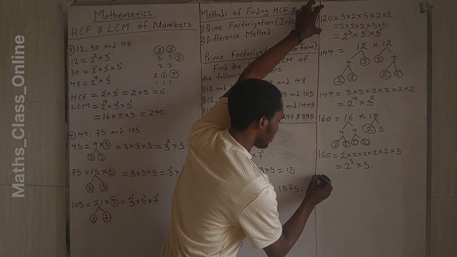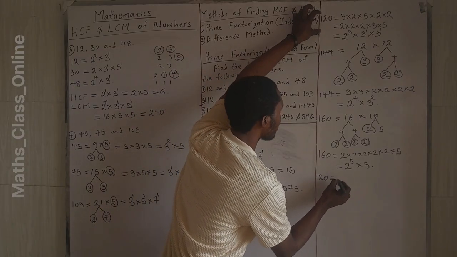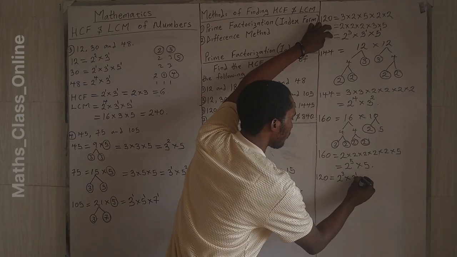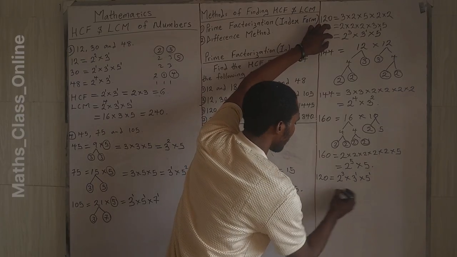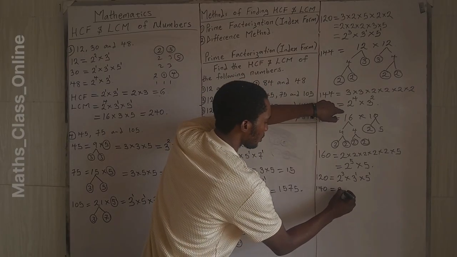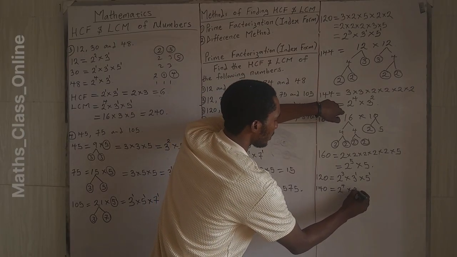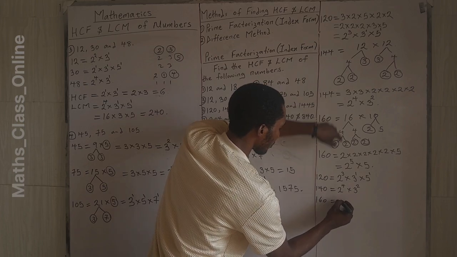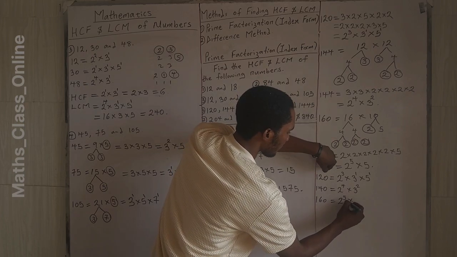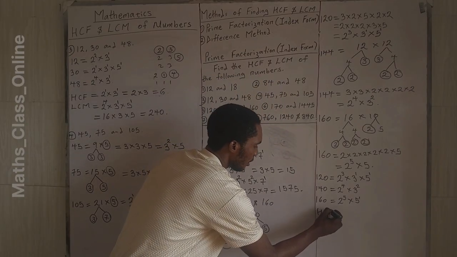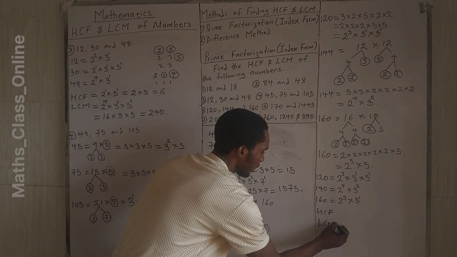120 is 2 raised to the power of 3 times 3 raised to the power of 1 times 5 raised to the power of 1. 144 is 2 raised to the power of 4 times 3 raised to the power of 2, and 160 is 2 raised to the power of 5 times 5 raised to the power of 1. HCF, LCM.